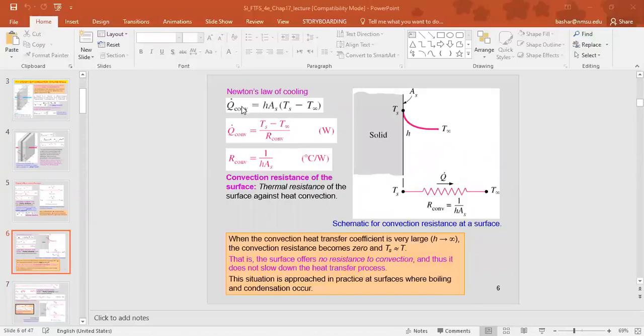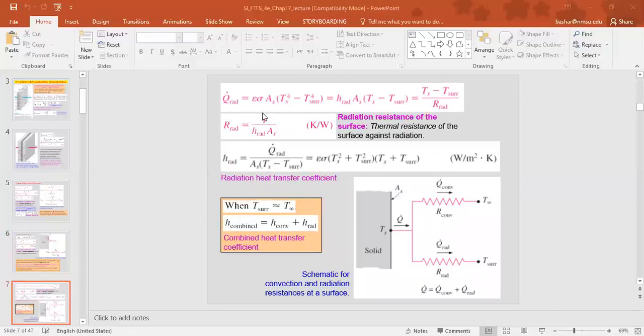For the convection, put this in the form that the convection heat rate equals delta T divided by R, then that means that the convection thermal resistance equals the reciprocal of hA_s. And again, this is how we draw the thermal circuit. Similarly, for the radiation, put it in the form delta T divided by R radiation, then R radiation will equal the reciprocal of h radiation, the radiation heat transfer coefficient, times the surface area.